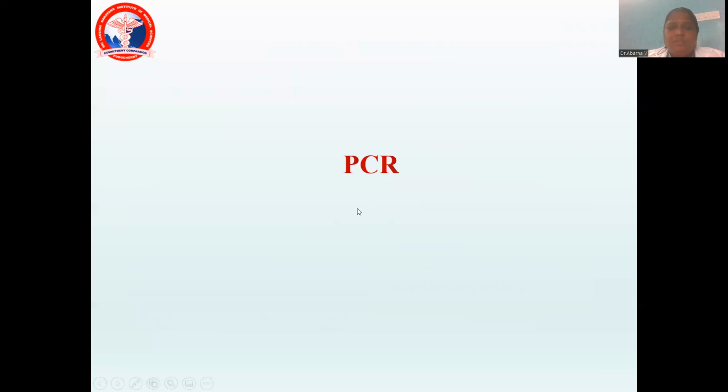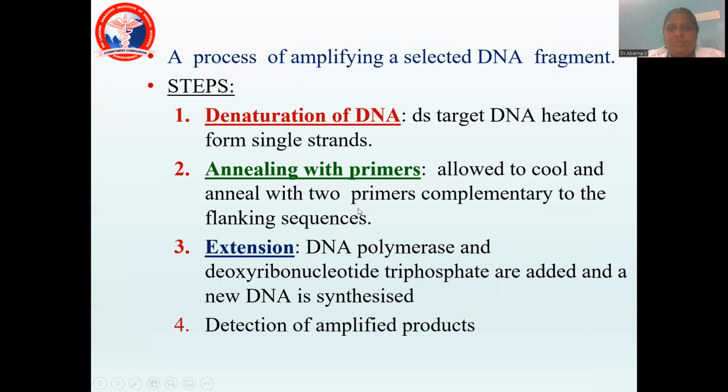Coming back to polymerase chain reaction. We know that the process of amplifying a selected DNA fragment is known as PCR. There are a few steps in PCR. The first step is denaturation of DNA. Here the double-stranded target DNA is heated to form a single-stranded form. Then annealing with primers: they are allowed to cool and anneal with 2 primers complementary to the flanking sequences. The third step is extension. The DNA polymerase and deoxyribonucleotide triphosphates are added and a new DNA is synthesized.